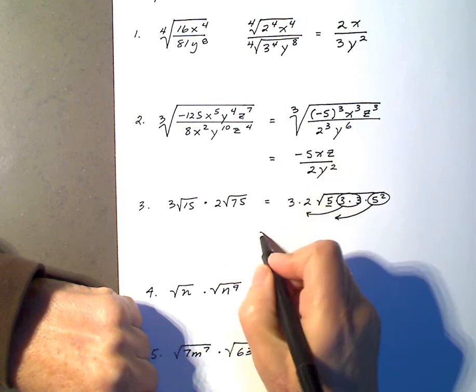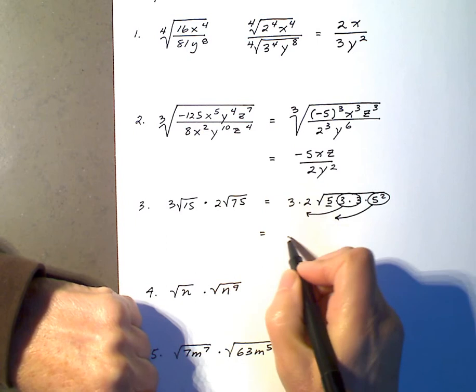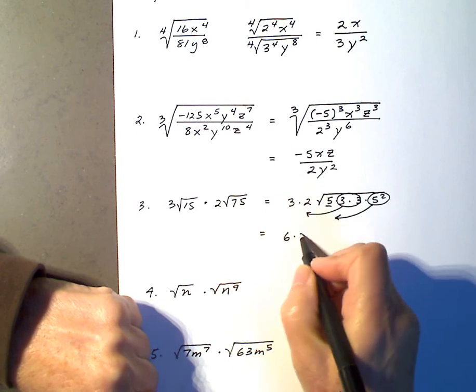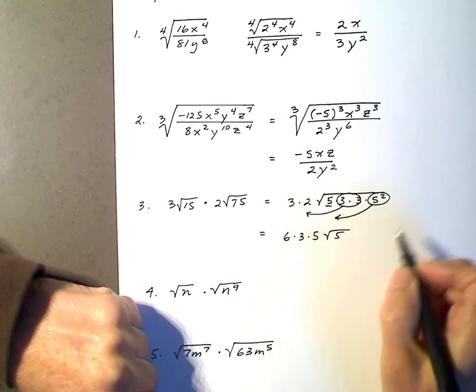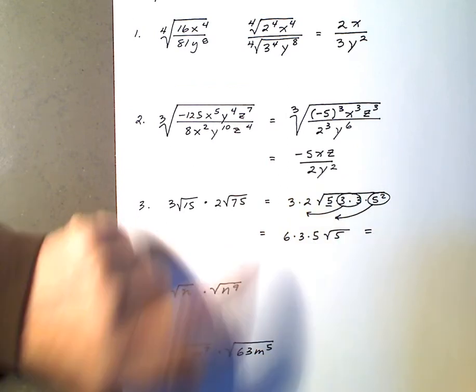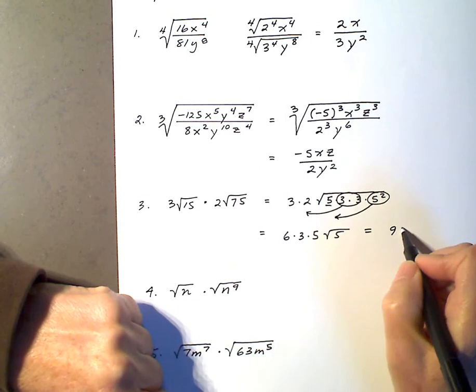So now I've got that 6 from before, and I'm going to be multiplying it by a 3 and a 5 that came out times the square root of 5. So we get 90 times the square root of 5.